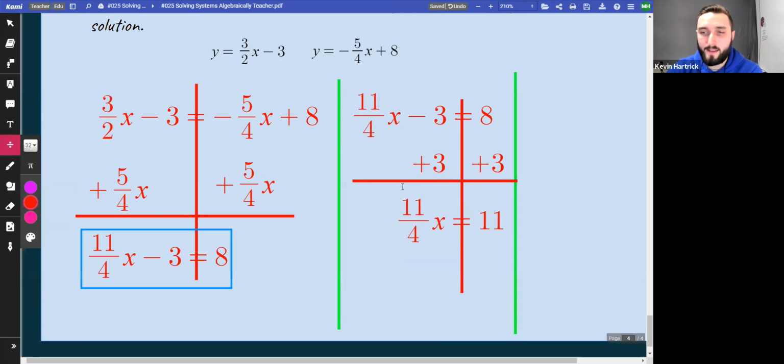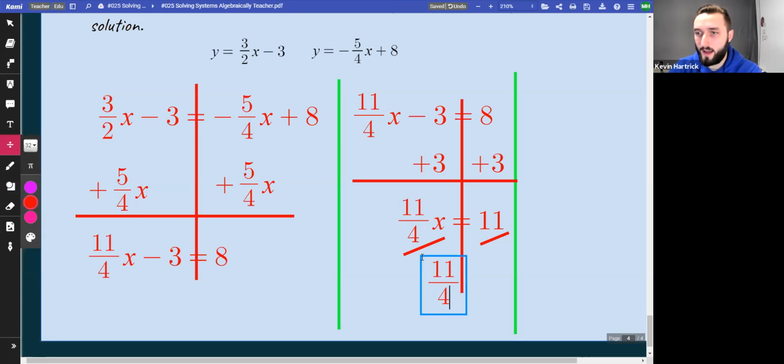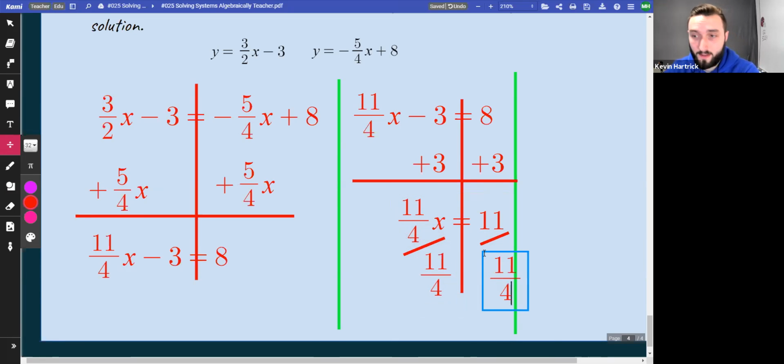Okay, and then the last step here is division. We're dividing because this is 11/4 times x. So we divide by the number next to x. Okay, we're dividing by 11/4. Again, I don't know how to divide by 11/4 necessarily, but I do know that Desmos knows how to do it. So Desmos is going to be your best friend for things like this.